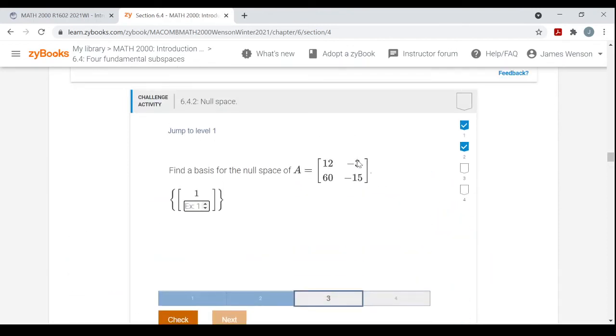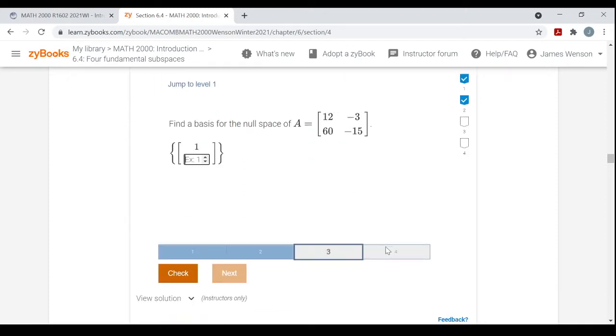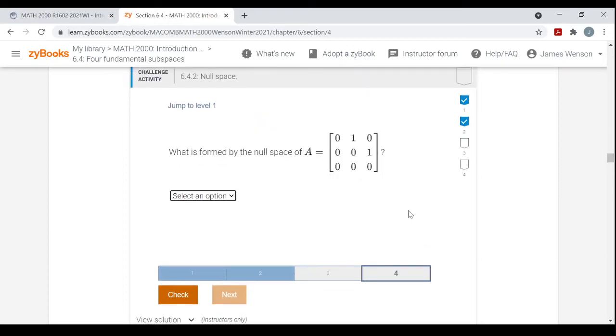All right, so again, basis for the null space. You're going to take this times some 2-component vector x, with x1 and x2. When is that equal to the 0 vector, 0, 0? Put it in reduced echelon form, find your free variables and your basic variables, and solve. And then those solutions, what is a basis for those solutions? I'll leave that to you. That's actually a lot more work than I want to do right now. I've already done it a couple of times. And then what is formed by the null space of this matrix?